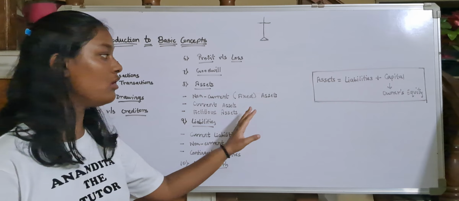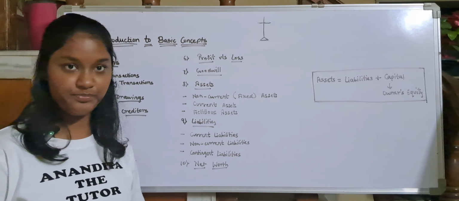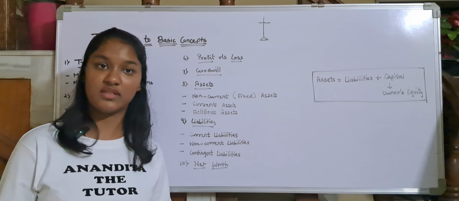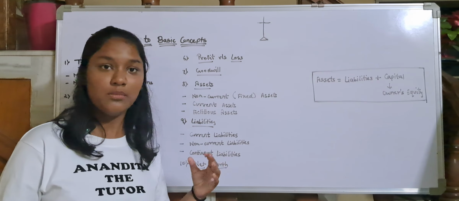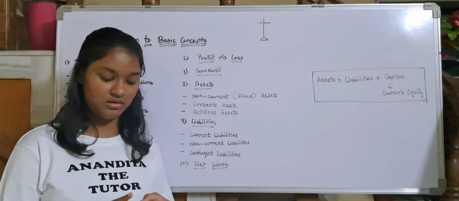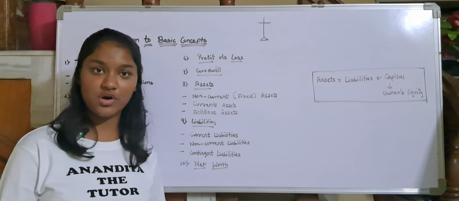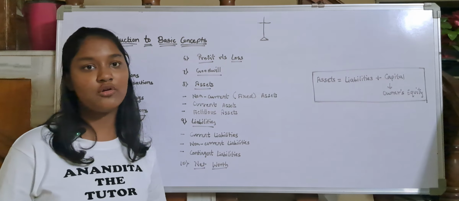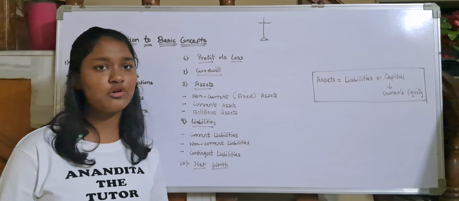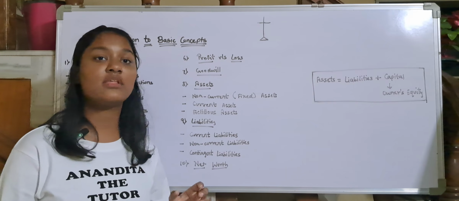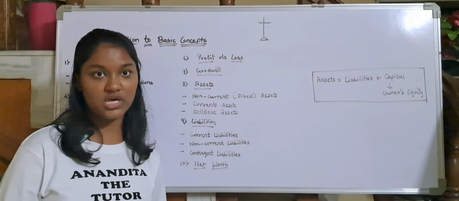Non-current assets are also called fixed assets. Now what is non-current asset? Non-current assets are those assets that are held by the business for more than 1 year. So flat, machinery, furniture, these are my non-current assets. Why? Because I don't purchase furniture every year, I don't purchase a flat every year, I don't purchase machinery every year, so these are my non-current assets.